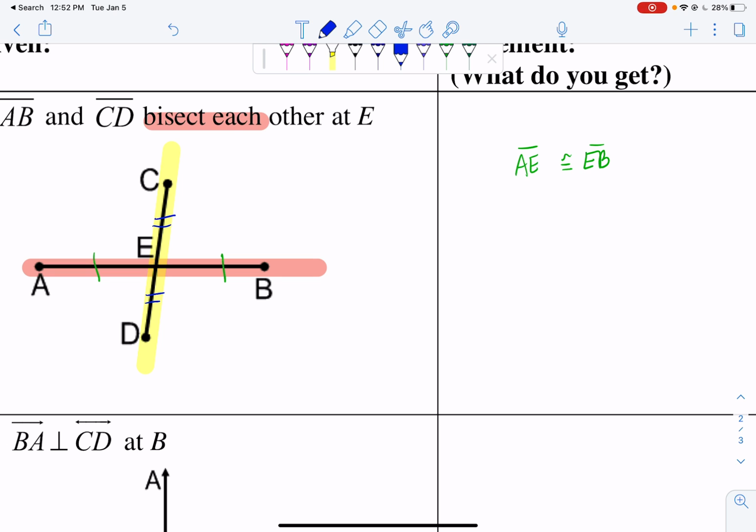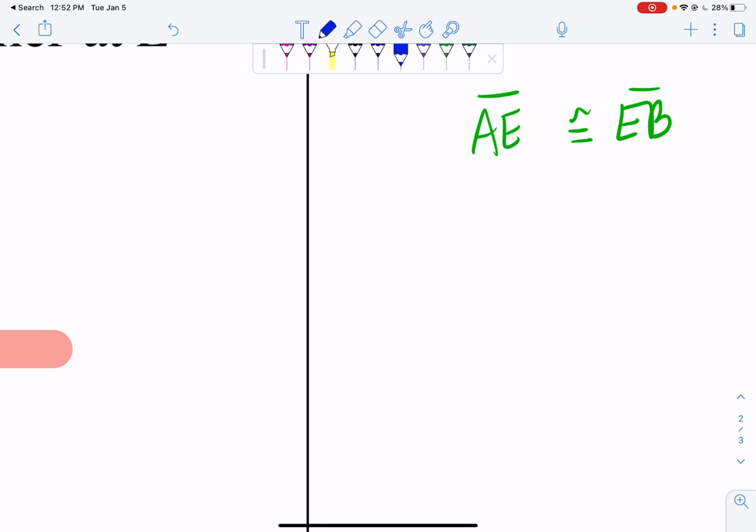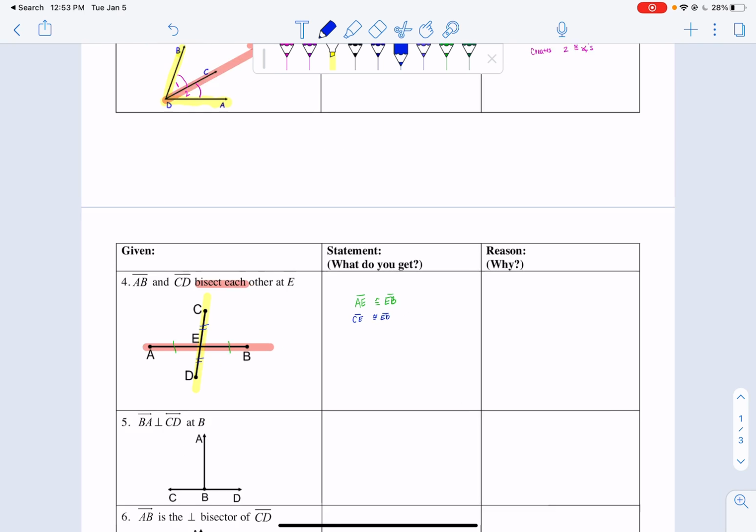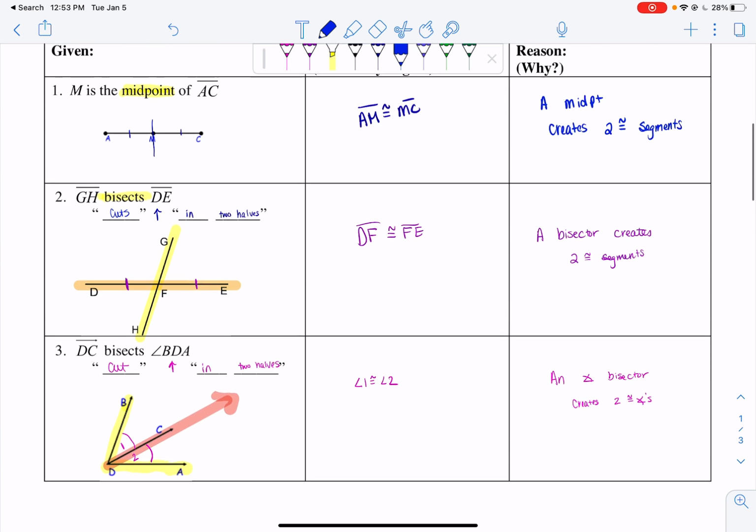Be very careful. Notice I'm not using one tick mark on each of my segments. I'm using one on my AE and my EB and two on CE and ED, because they're not all congruent to each other. And your reasoning would be a segment bisector creates two congruent segments, which is exactly what we wrote up here.